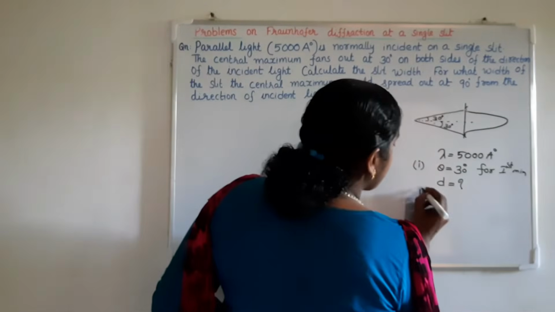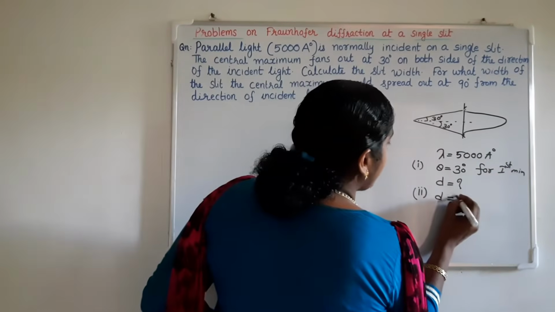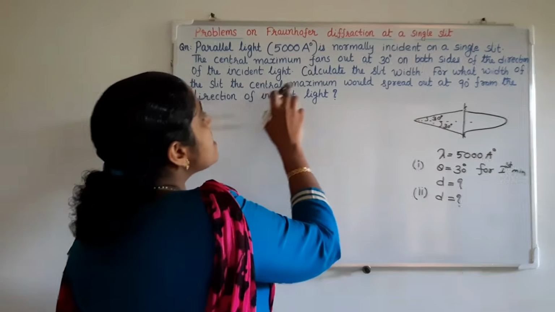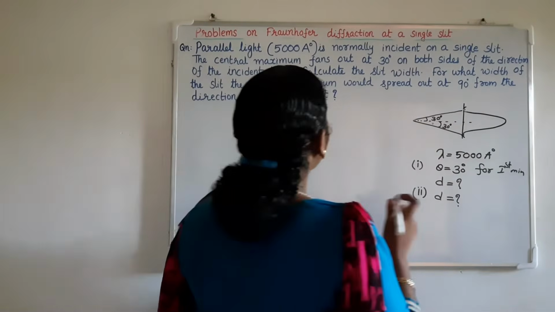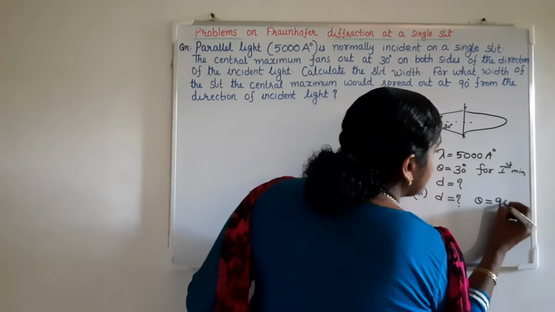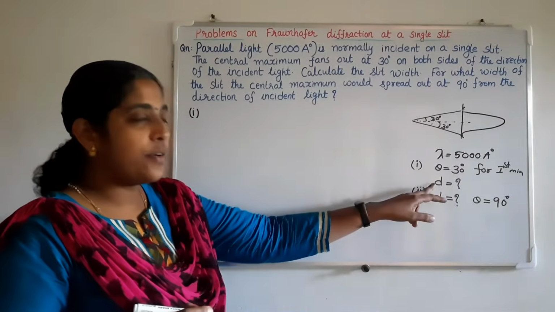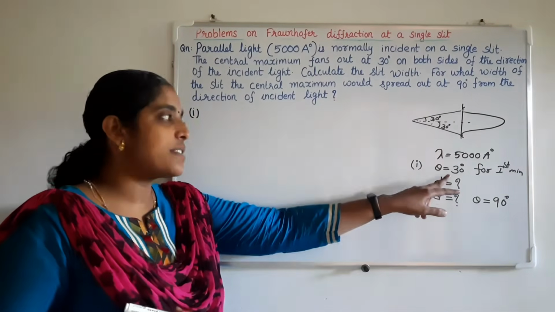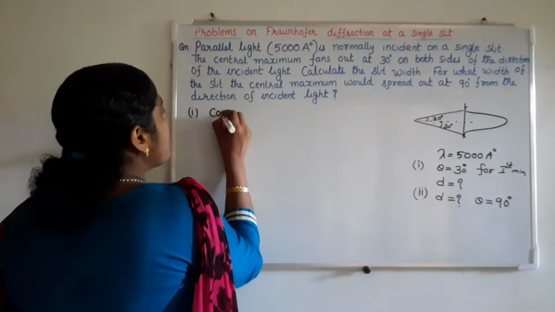The second part of the question is, for what width of the slit, that is d, would the central maximum spread out at 90 degrees from the direction of incident light? That is, if theta is equal to 90 degrees, what would be the slit width? To find the slit width for the first minimum, we can apply the condition for minimum. What is the condition for minimum?